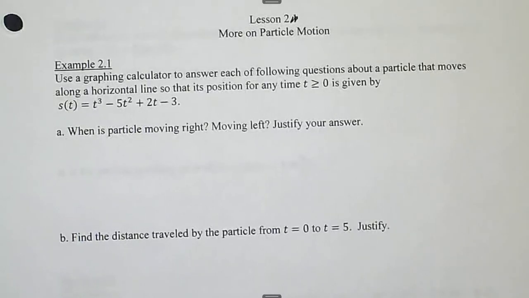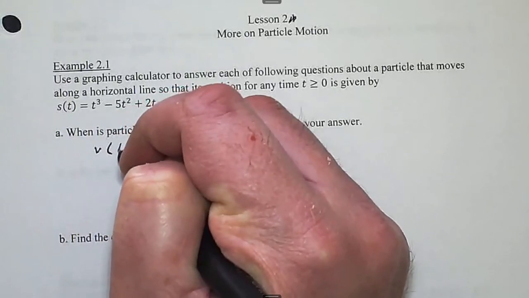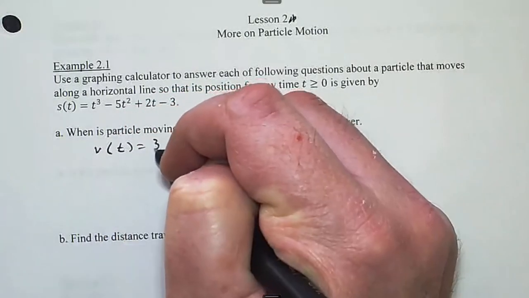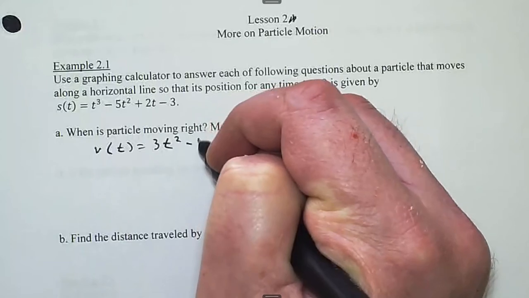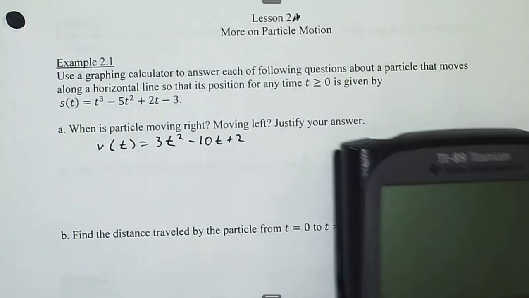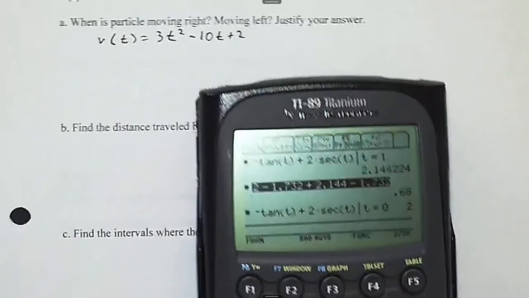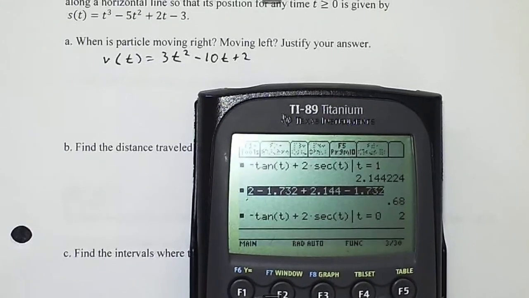When is the particle moving right? Well, we need to find velocity in order to know direction. So remember, the velocity function will tell you direction. It will also tell you speed. So velocity is the derivative of position: 3t squared minus 10t plus 2. All right, we're going to graph that on a graphing calculator. So please join in with me.